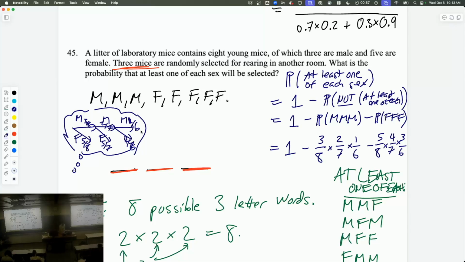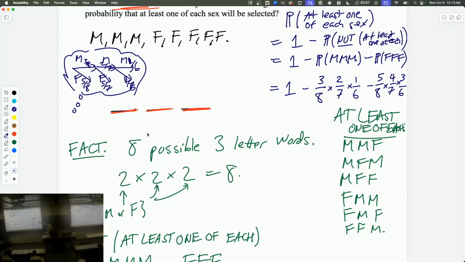Again, it's perfectly correct to do it this way, writing out all these things and finding the probability of each of them. It's just way more work. So it will be correct, but you want to do it in the easiest way possible. Questions or comments about that one?